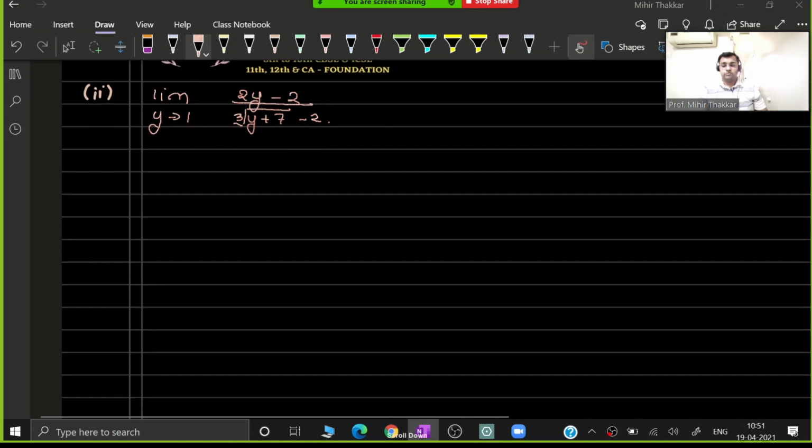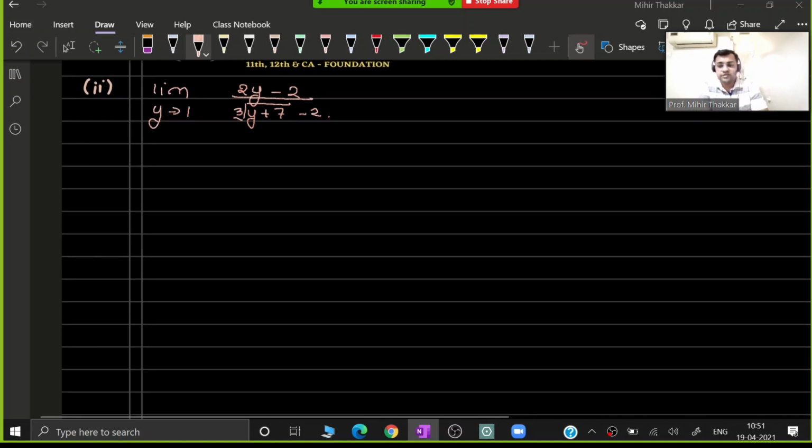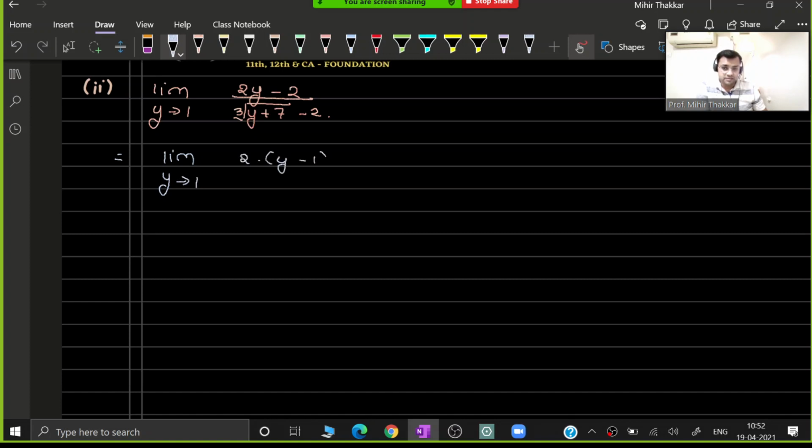So let us see what we have to do in this. You are given a question, limit as y tends to 1, 2y minus 2 divided by cube root of y plus 7 minus 2. Now there is no simplification possible as of now for the denominator, but in the numerator, the only thing that can be done is taking out 2 common. I will get in the bracket y minus 1 divided by cube root of y plus 7 minus 2.